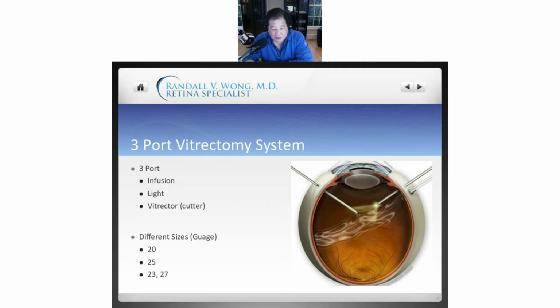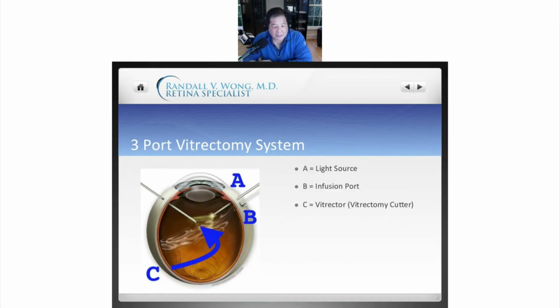Let's look at this historically. The first vitrectomy system was 20 gauge. That was around the 1980s. So we've evolved to develop thinner systems, 25 gauge, 23, and 27. What I want to show you specifically are changes in the vitrector.